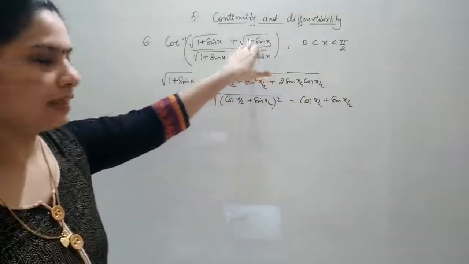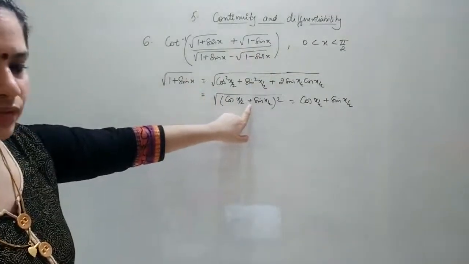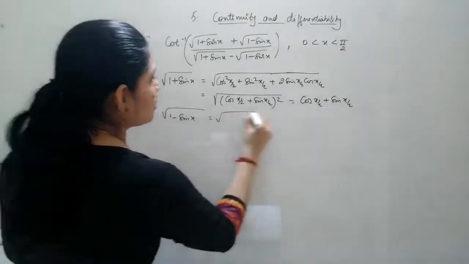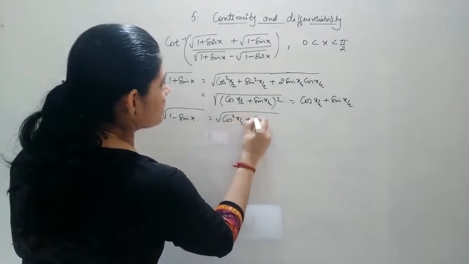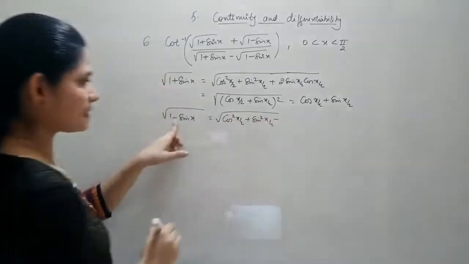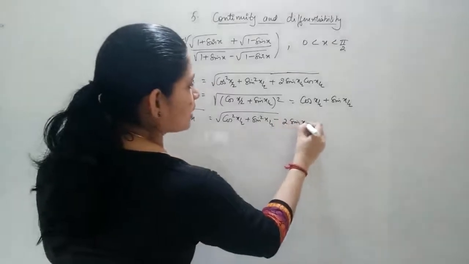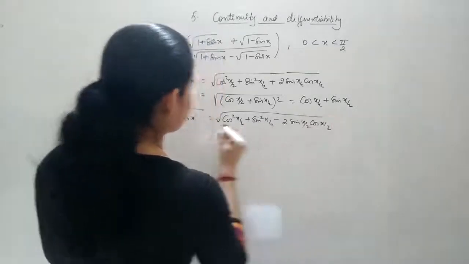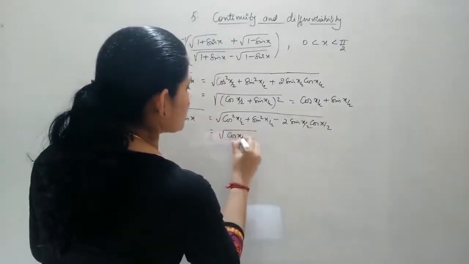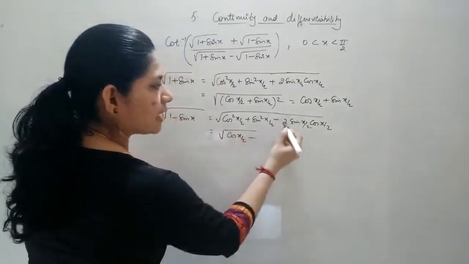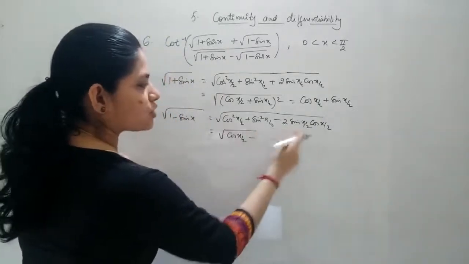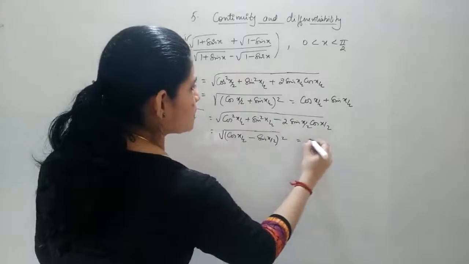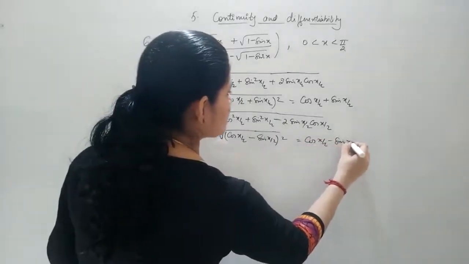Now, if you have a minus sign, the only difference is that you will have a negative sign. Let us see. 1 minus sin x can be written as root of cos square x by 2 plus sin square x by 2 minus 2 sin x by 2 cos x by 2. This is in the form a square plus b square minus 2ab, so you get cos x by 2 minus sin x by 2 the whole square, and it will give you cos x by 2 minus sin x by 2.